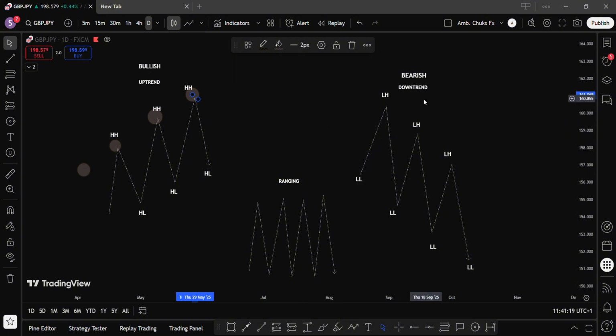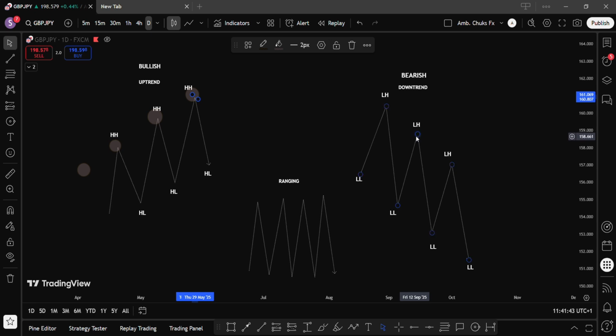Then here, this is the second. We have the bearish downtrend. When we hear bearish, that means it's a downtrend or price is selling, right? So here we have lower high. Why is it called lower high? Because this high is lower than the previous one. Here we have lower high.